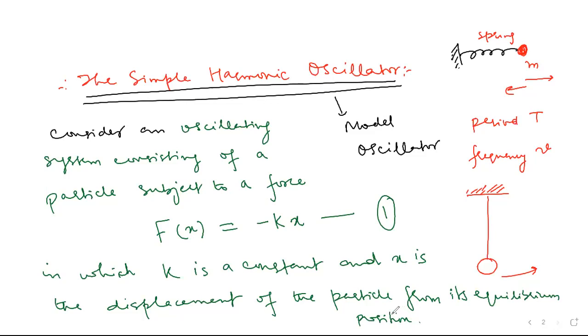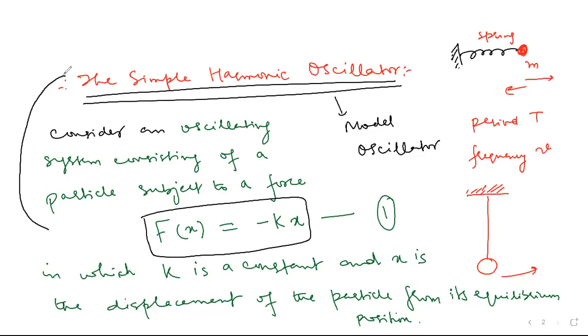Such an oscillating system is called a simple harmonic oscillator. So this is a definition. If we have an oscillating system consisting of a particle subject to a force given by f of x is equal to negative kx, in which k is a constant and x is the displacement of the particle from its equilibrium position, this oscillating system is by definition the simple harmonic oscillator.